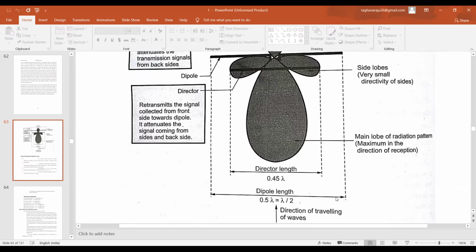So these are the various dimensions which are pointed. These are the various dimensions, that is director length and dipole length.